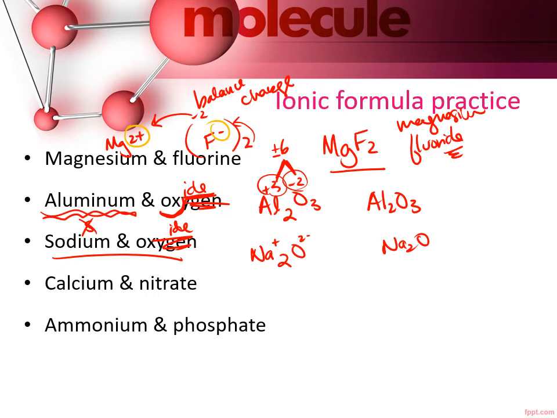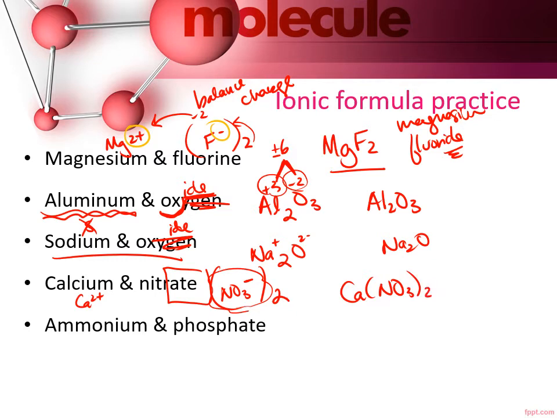Calcium and nitrate. You're like, hey, this is not an element. You are right. It is a polyatomic ion, with a formula of NO3 with a -1 charge. I'm not going to change anything about that formula, but I do still have to balance out my charges. Calcium is a +2, nitrate is a -1. To get that to balance out, I need 2 of these guys. My formula is going to be calcium nitrate, but I need 2 nitrates.